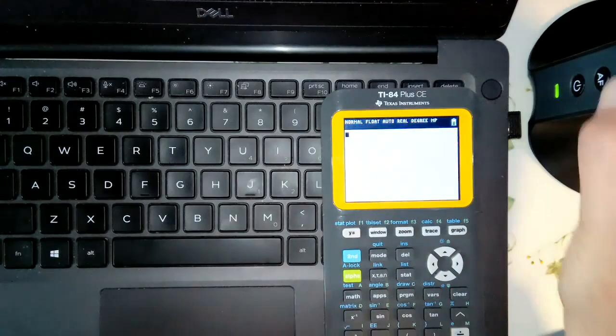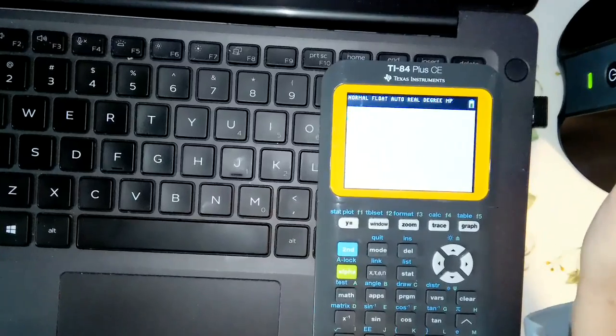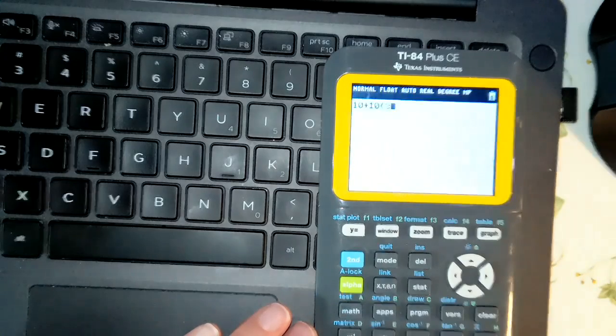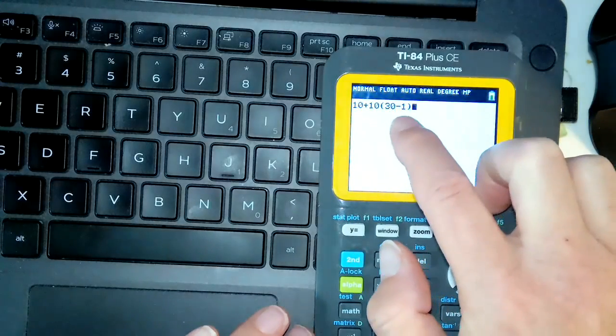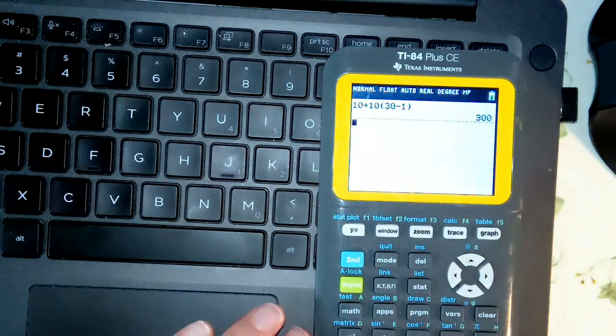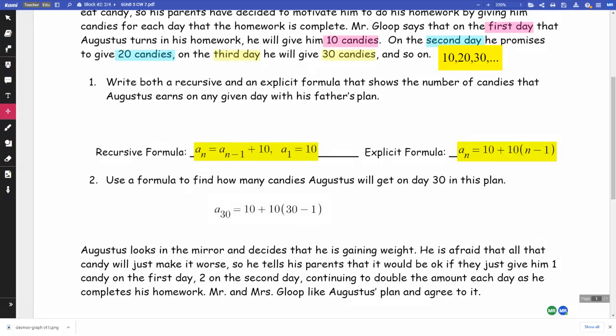Okay. So here, I'll put it into my calculator. Okay, so I'm going to go 10 plus 10 times 30 minus 1, which is really just 29. 29 times 10 is 290, plus 10 is 300. But you can put it in your calculator if you need. Okay, so I'm going to come over here and fill this in real quick. And this is going to equal 300. Okay, 300 candies is how many he's going to get on day 30.